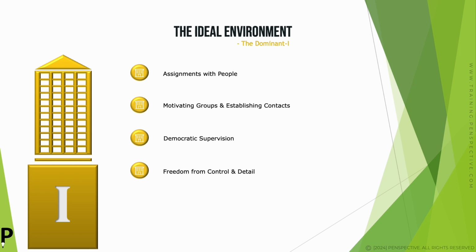Freedom from control and detail. To thrive, dominant I individuals require autonomy and freedom from micromanagement. They perform best in environments where they have the flexibility to make decisions independently and focus on the bigger picture rather than getting bogged down in details.